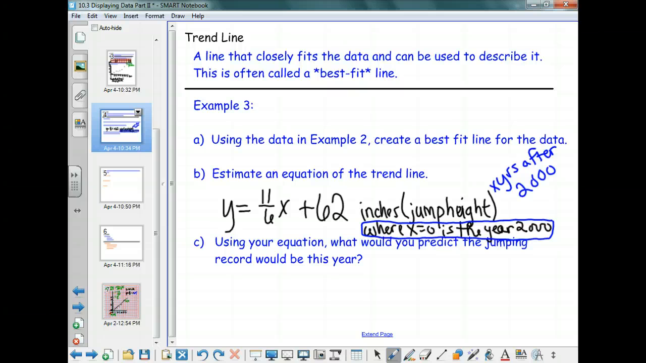All right, and then we're going to do this very last part, which is why we needed this information about what my starting year was. So using your equation, what would you predict the jumping record would be in this year? So what year is this? 2013. So if you've kept it like I did after I fixed it, but didn't fix it here to be 64, let me fix it to 64. Then what would your input be into this equation? It would be 13. Okay.